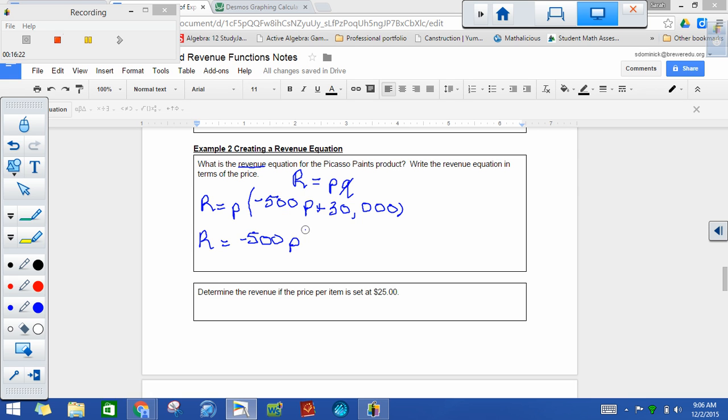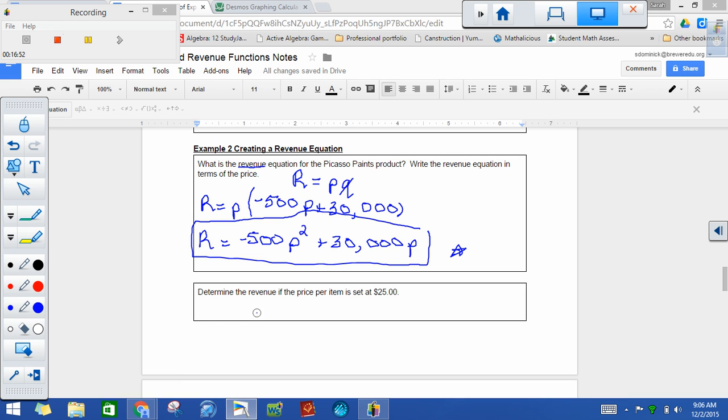But P times P gives me P squared. I'm going to keep the 30,000. When I distribute that P, it's going to be 30,000 P. So take note here. This one changed to a second degree, right? It's a quadratic now. It's not going to be a line anymore. It's going to be a parabola. And this is your final answer. You're done. You don't have to do anything else. Hopefully your circle is prettier than mine.